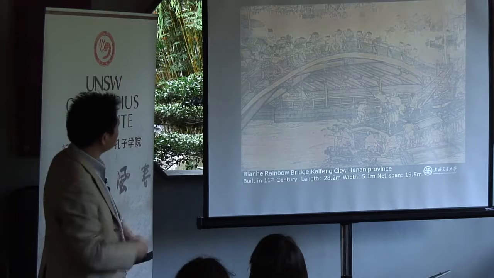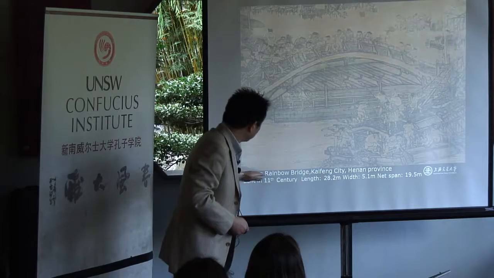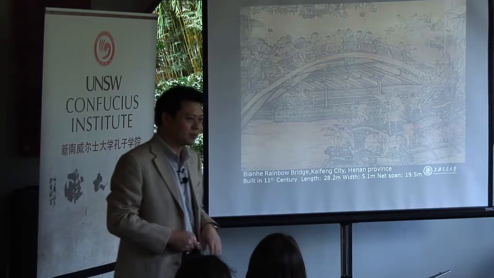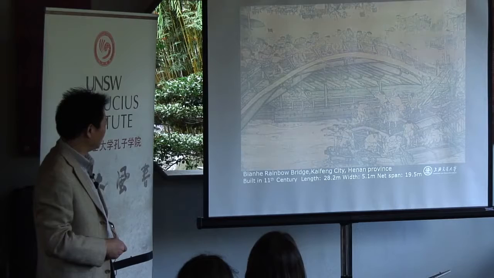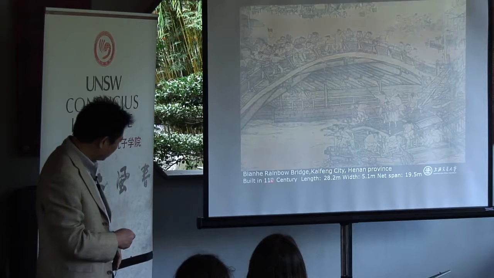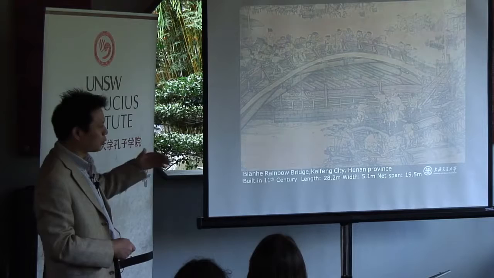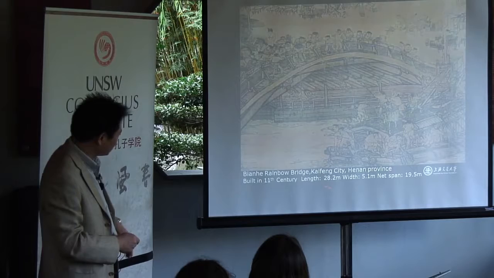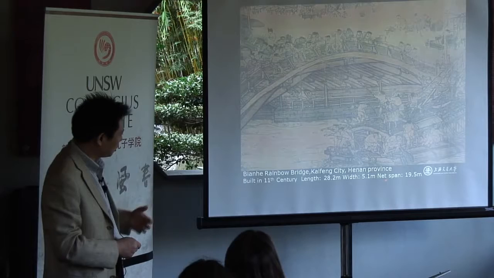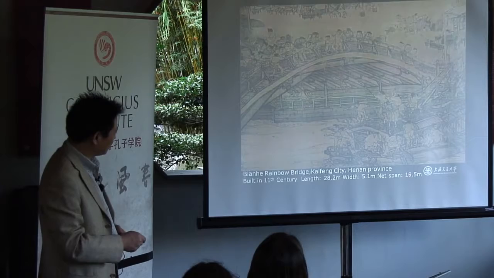This bridge is over the Bianhe River, Kaifeng City, almost 900 years ago in the Northern Song Dynasty. Now it is Kaifeng City, Henan Province. Built in the 11th century, according to the experts, this bridge is 28.2 meters long and 5.1 meters wide. The lateral span is 19.5 meters.